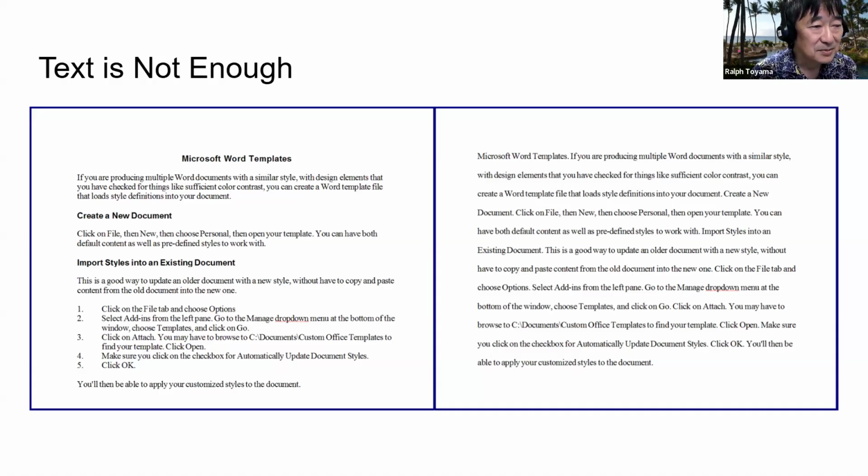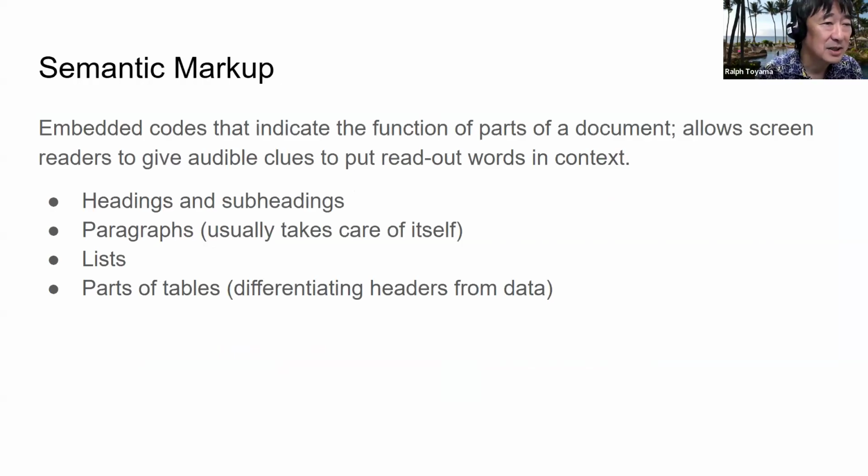So in addition to having your content in the form of text, you also have to tag it or mark it up, in a way that you're embedding codes into the document that allow the screen reader to audibly explain the context or the function of the words to make it easier to absorb.